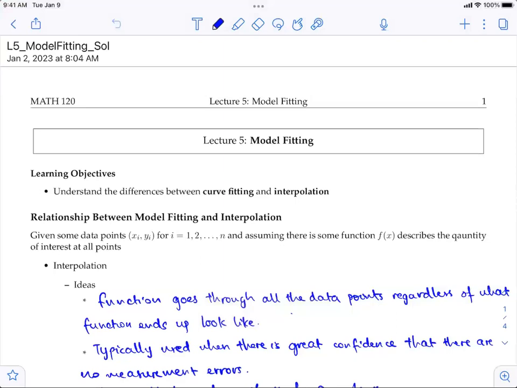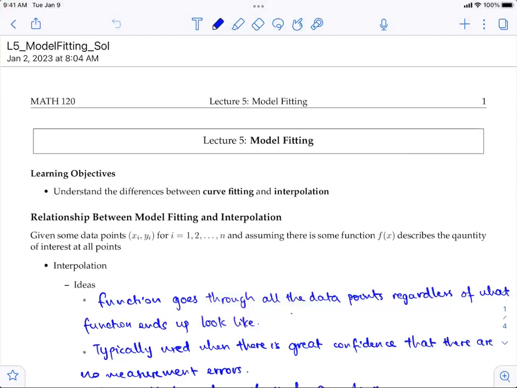All right, so let's talk about the relationship between model fitting and interpolations. Let's say that you have some data points, more particularly, you have n data points of the form x sub i comma y sub i, right? So the first component is the x value, the second component is the y value. And you have some function f of x that describes the quantity of interest at all points, okay?